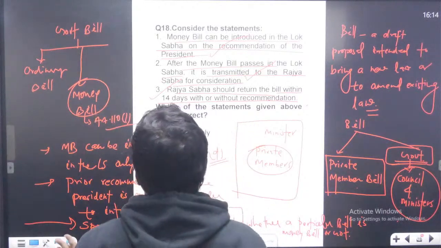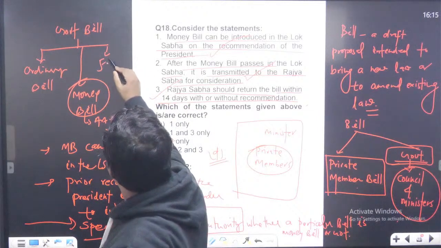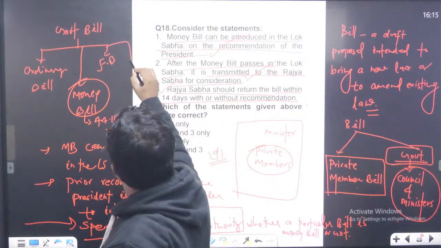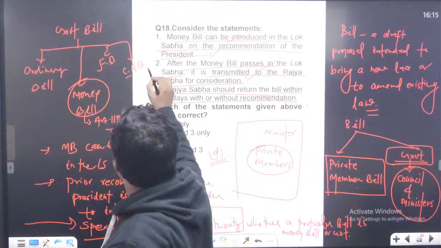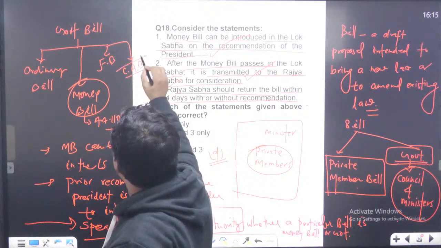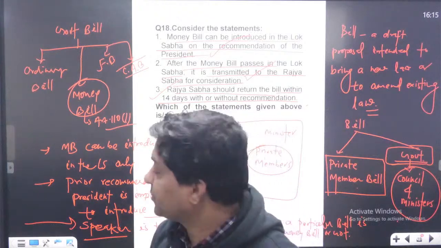Right. Let me move to another bill, which is called financial bill. Right, and then you have the fourth bill called constitutional amendment bill. This fourth bill will be introduced by the government.